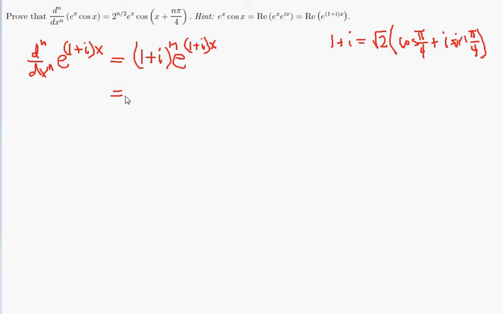Okay, so if I take (1 plus i) to the nth power, that would be equal to square root of 2 to the nth power times the cosine of n pi over 4 plus i sine n pi over 4.